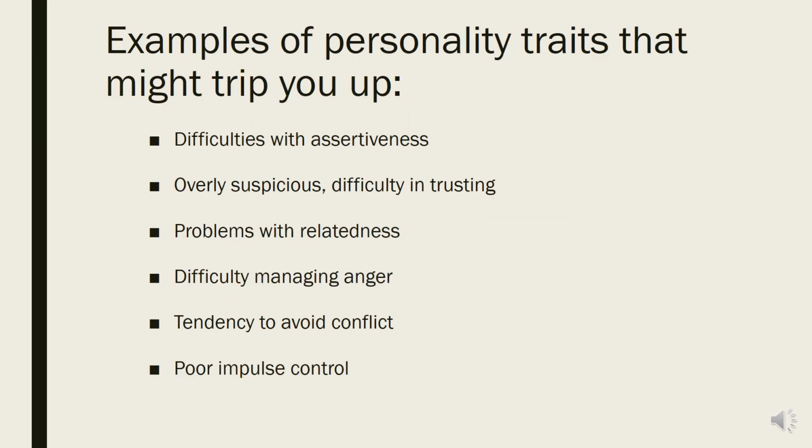So here are just a few examples of some of the personality traits that might trip you up. There are many others. As I say, it's just a snapshot of some possibilities. And I suppose if we look at these and think about what we've been discussing in the previous slides, we can see how these would get in the way of us trying to find our way in the world, really.